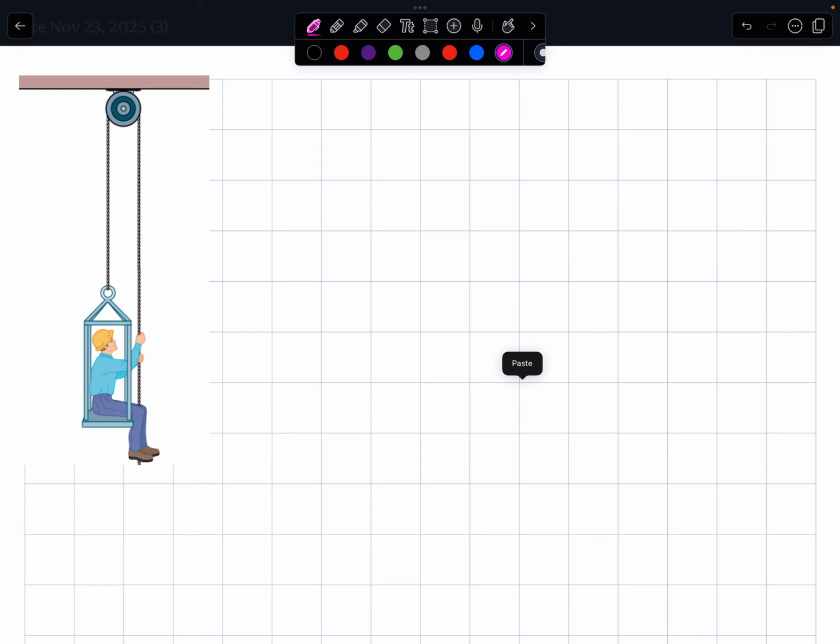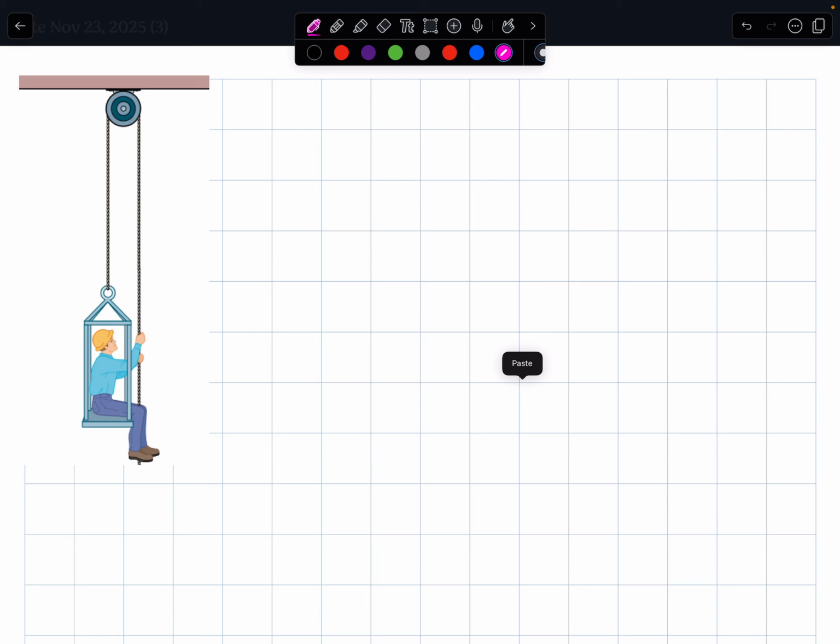Okay, so here's one more problem. You've got this guy here sitting in a contraption. It's like a seat with a rope attached to it. That rope is going over a pulley, and then the rope goes back down, and he's grabbing onto this rope, right? He's holding himself up. I've got to build one of these things.